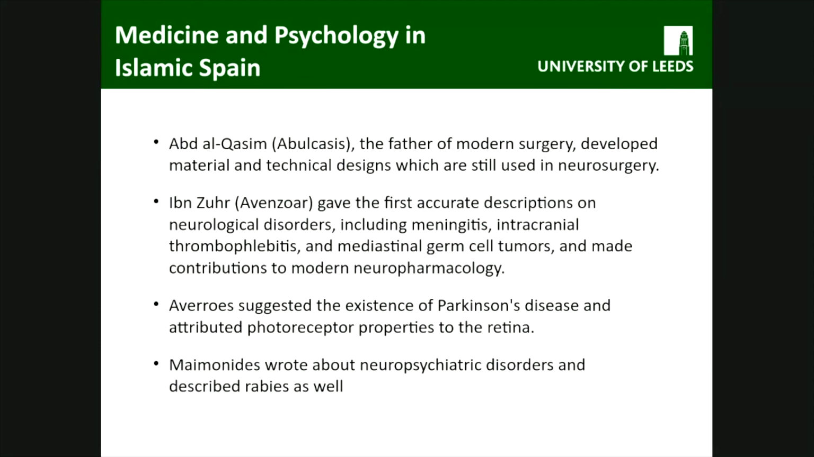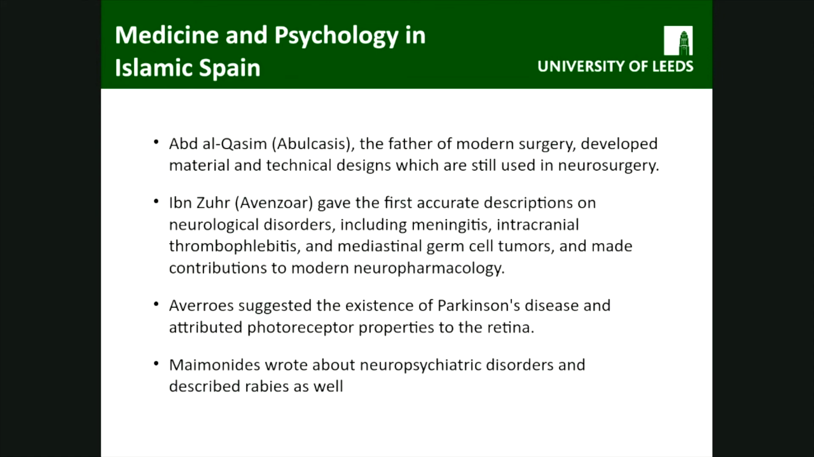Averroes, or Ibn Rushd, suggested the existence of Parkinson's disease. Again, Muhammad Ali, who was the most famous boxer of all time, known as the greatest, was the most famous person to have Parkinson's disease as a result of blows to the brain during his boxing career. So Averroes suggested that Parkinson's disease existed because of repeated blows to the brain. It was a disease that affected the brain, causing uncontrollable shaking, especially in the arms and in the body as well.